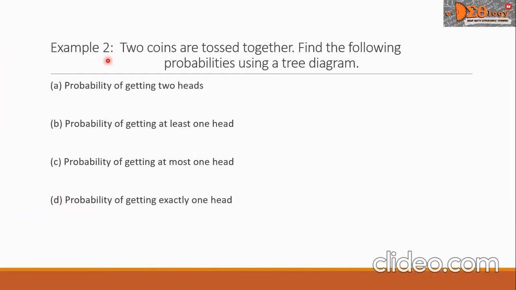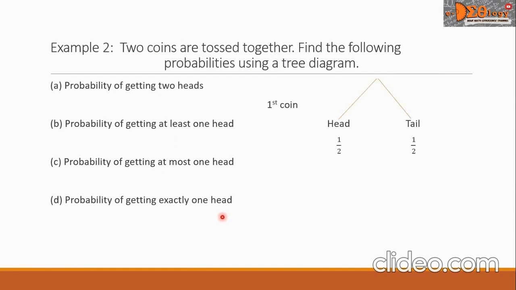Let us have another example. Two coins are tossed together. Find the following probabilities using a tree diagram. Letter A, probability of getting 2 heads. Letter B, probability of getting at least 1 head. Letter C, probability of getting at most 1 head. Letter D, probability of getting exactly 1 head.